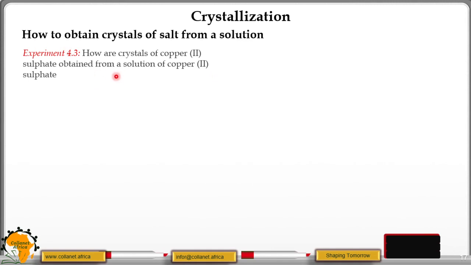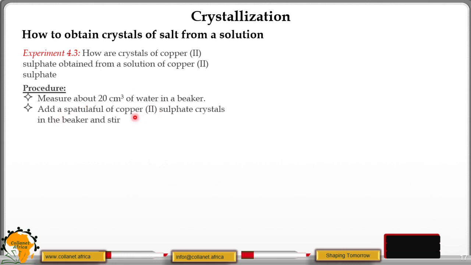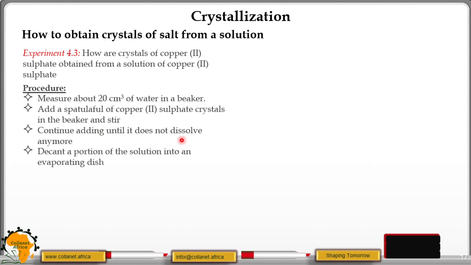Let's look now at crystallization. Normally, crystallization is a process that is used to obtain crystals of salts from their respective solutions. Let's look at how you can obtain copper(II) sulfate crystals from a copper(II) sulfate solution. This is the procedure. Measure about 20 cm³ of water in a beaker. Add a spatula full of copper(II) sulfate crystals in the beaker and stir. Continue adding until it doesn't dissolve anymore.